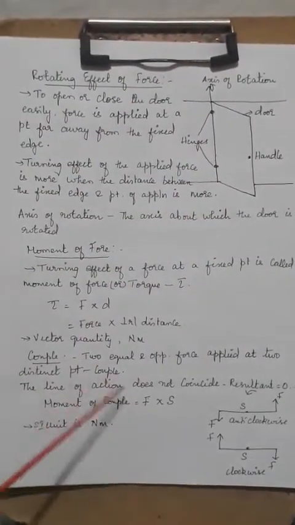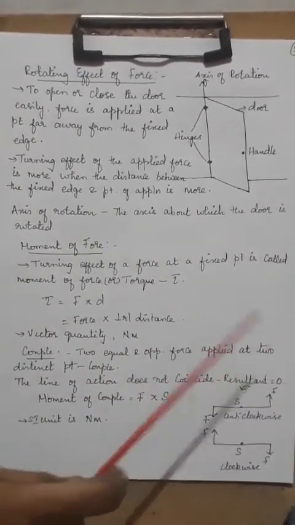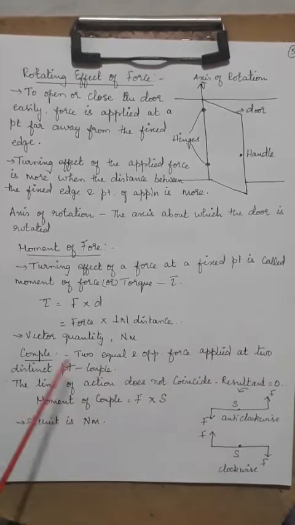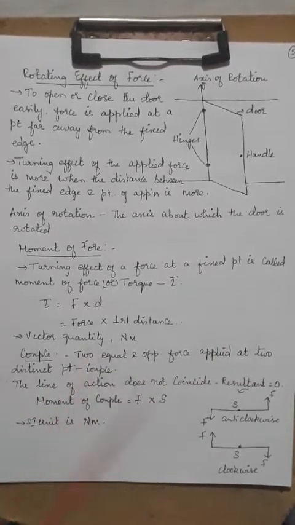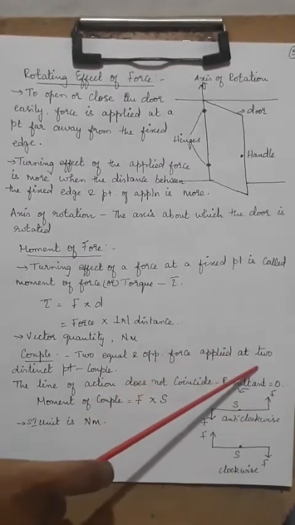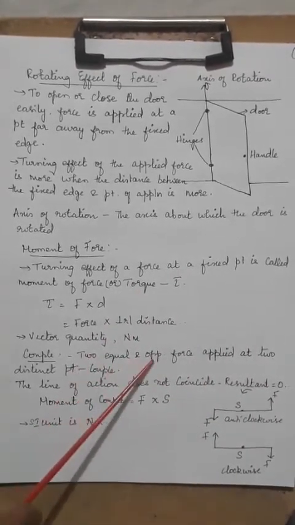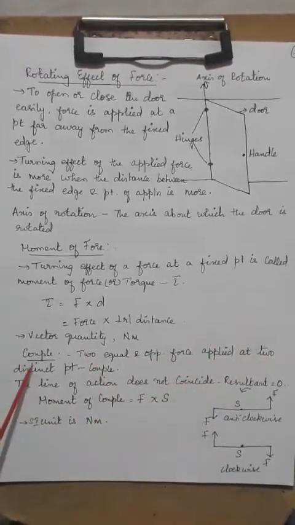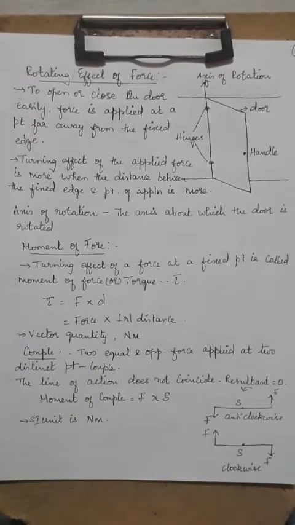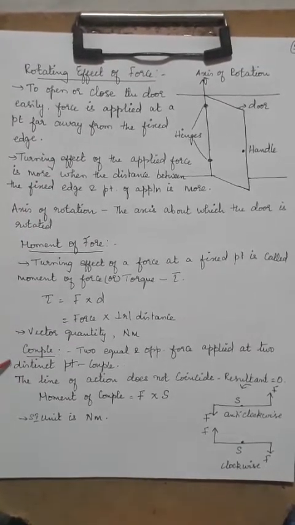Instead of that, when I have two equal and opposite forces applied at two distinct points, that is two different points, then it is called a couple. It is not going to act at the same point. If two equal and opposite forces act at the same point, then they will get cancelled, but it is not happening so. Two equal and opposite forces applied at two distinct points is an example of a couple. Even opening a pen cap and then closing a pen cap is also an example of a couple.